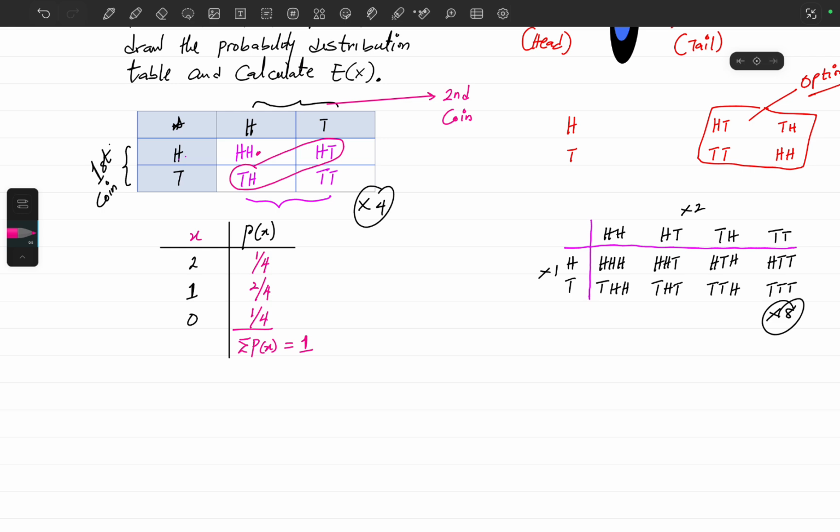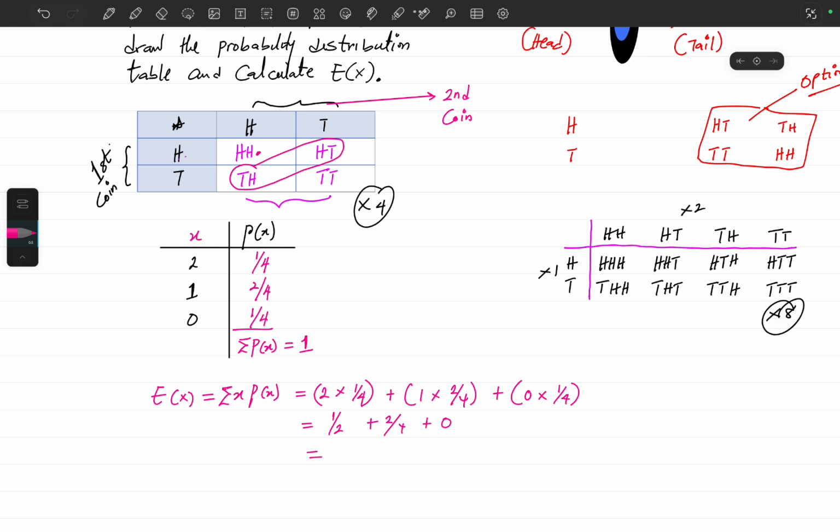So the expected value now, you know that it is going to be the summation of x multiplied by the probability distribution. This is going to be 2 multiplied by 1 on 4, and then you are adding that to 1 multiplied by 2 on 4, and you're also going to have 0 multiplied by 1 on 4. So this will give you 2 on 4, which is also 1 over 2, plus this will give you 2 over 4, and the last one will give you 0.